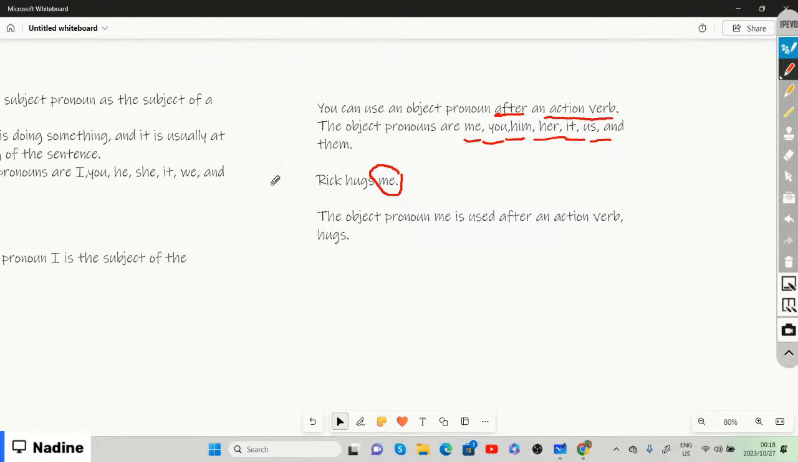All right, so basically we have a subject pronoun and we have an object pronoun, right? And then we have singular pronouns and we have plural pronouns.